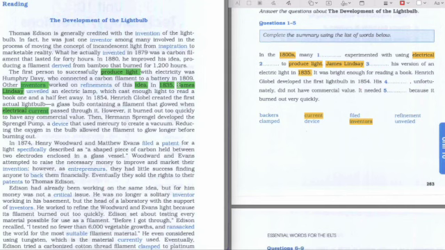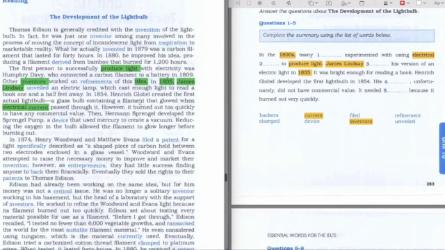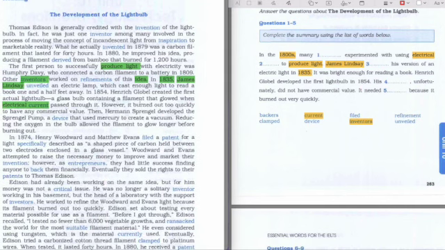So what exactly did he do? Let's read this sentence. In 1835, James Lindsay unveiled an electric lamp which cast enough light to read a book 1.5 feet away. So what exactly did he do? He unveiled an electric lamp, which was his version of an electrical light in 1835. So the answer to the third question, the missing word, is going to be unveiled electric light. So we go further.